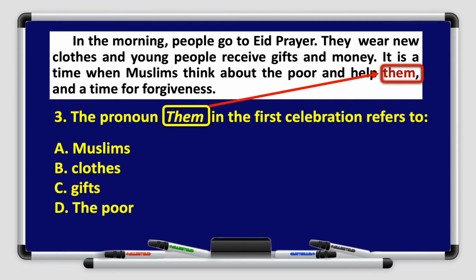Number 3, the pronoun them in the first celebration refers to, is it A, Muslims, B, clothes, C, gifts, or D, the poor? So first of all, we underline the pronoun and then we trace it back to its noun. We have several nouns here. We have clothes that is highlighted, gifts, Muslims, and the poor. So them refers to what exactly? Excellent, it's D, the poor.